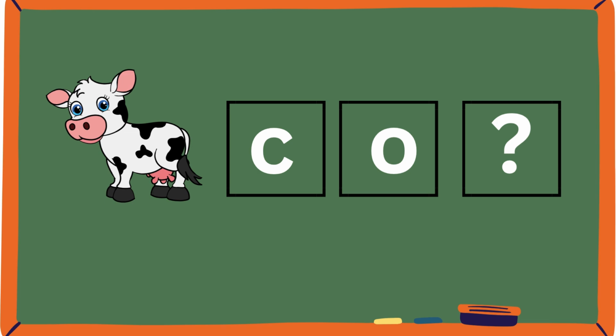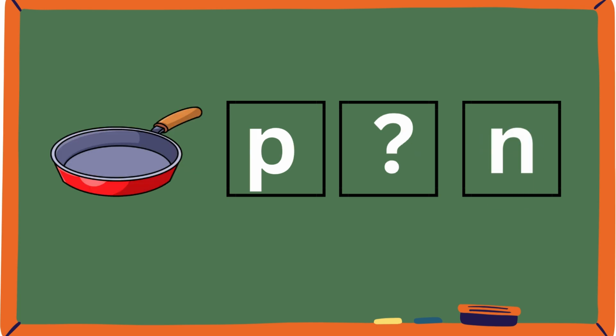Ooh. C-O something. Wonder what the question mark could replace. Wait. If I look at the picture, is that a cow? A cow? That might give you a hint. If you said W, good job. Because the picture shows a cow, W, and W makes the sound w. Cow.